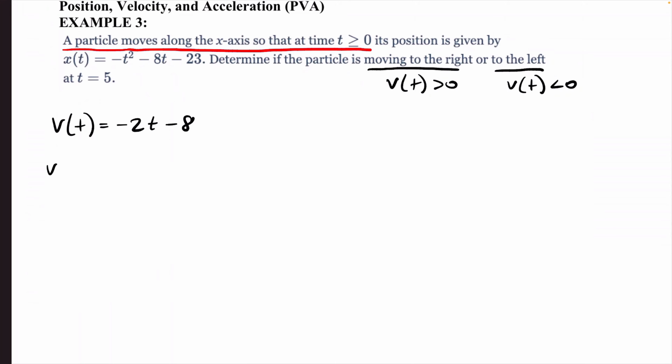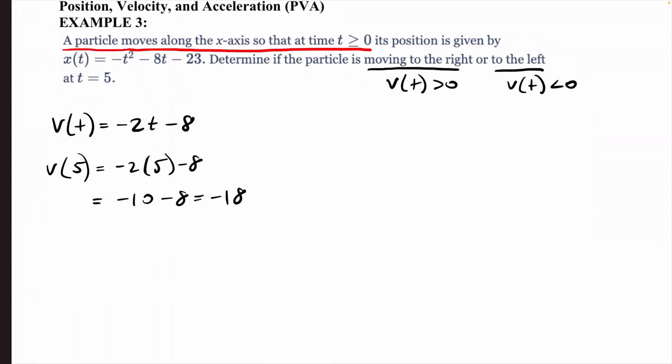Sorry, took a little detour. So I'm going to plug in 5. Negative 10 minus 8 is negative 18. So how does that help answer my question? It's going to be negative. It didn't ask me if it's positive or negative. What did it ask me? It was if it was moving right or left. So a negative velocity means it's moving to the left.